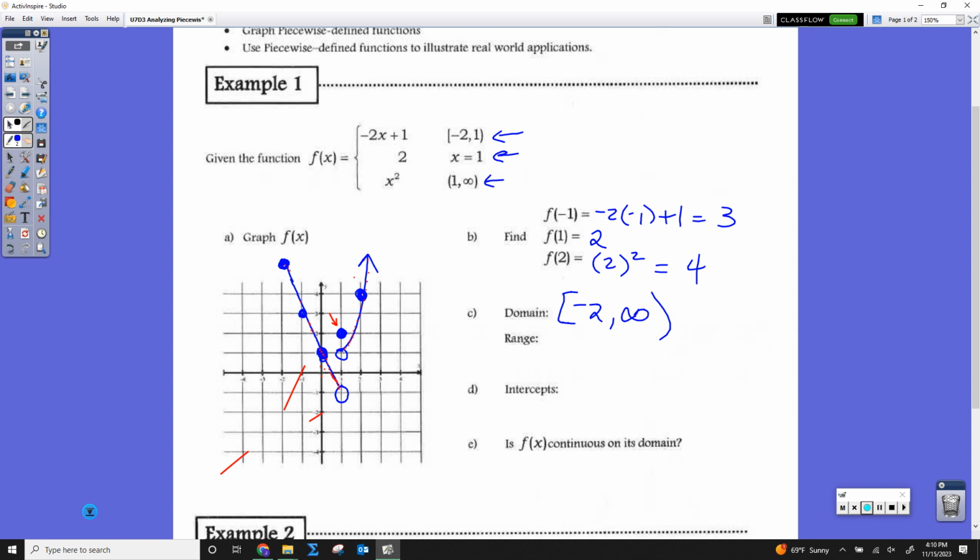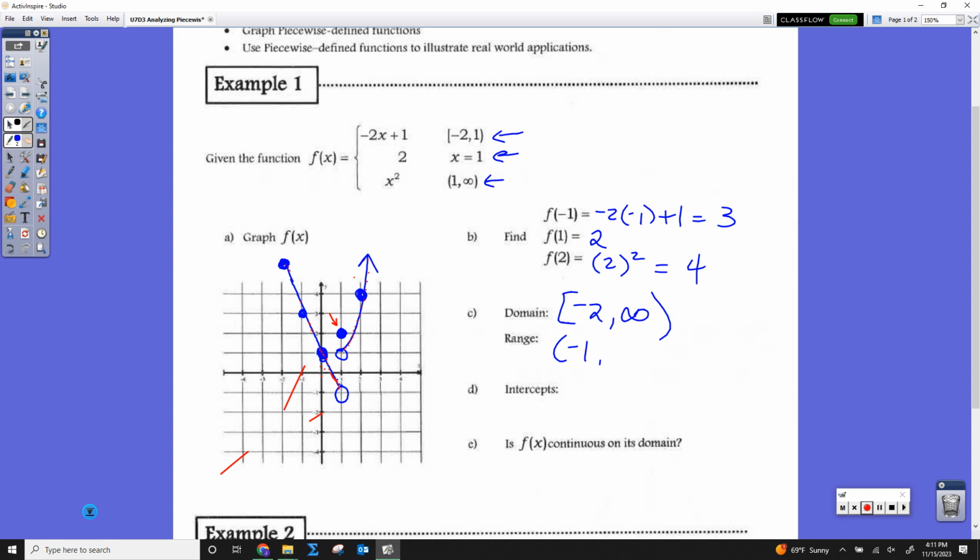Okay, and the range, you can look at it the same way. The lowest it goes is negative 1, but it's not included. So I put negative 1, comma, and it goes all the way up along our linear path until it stops at negative 2, what would that be, 5?